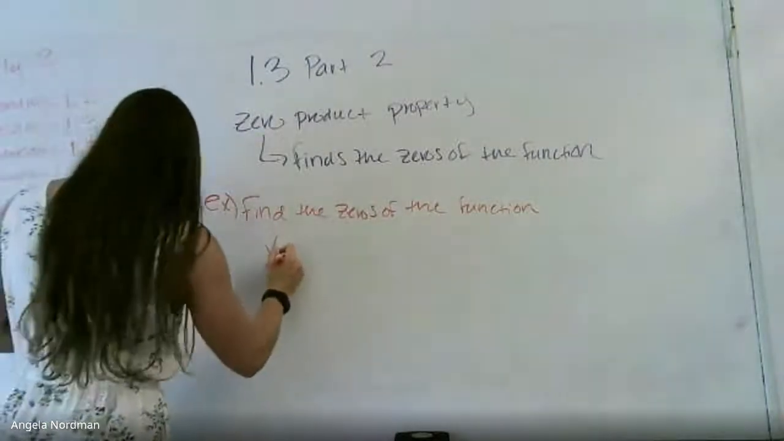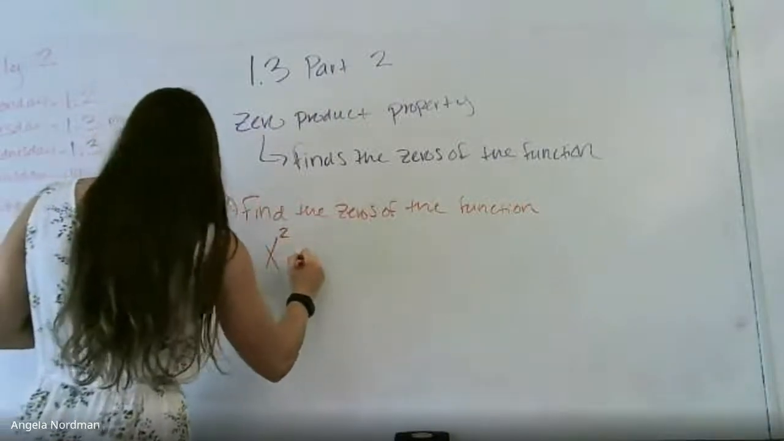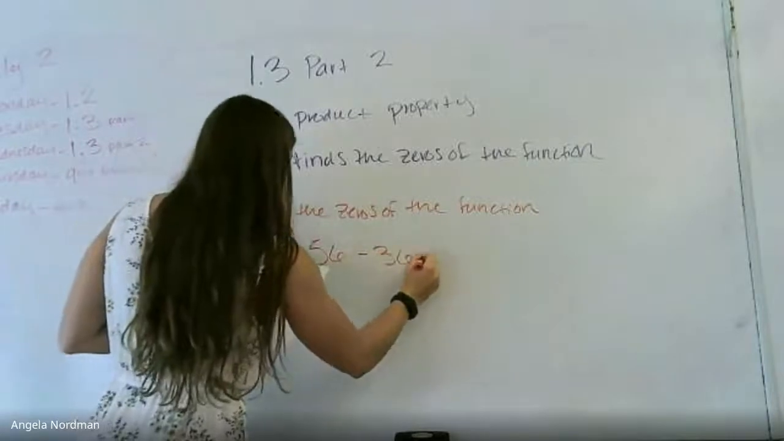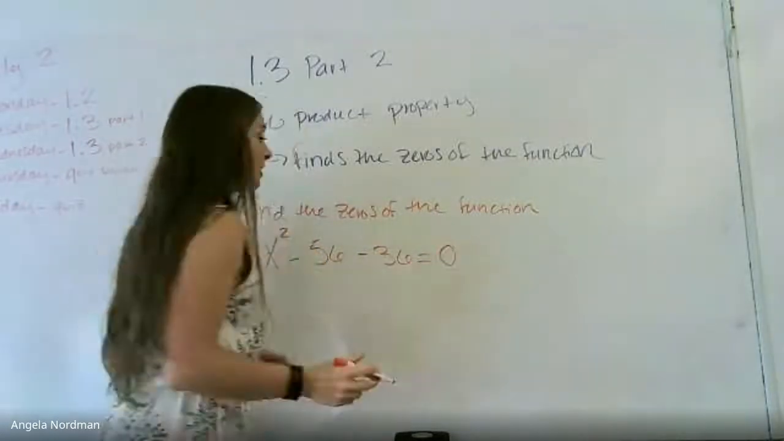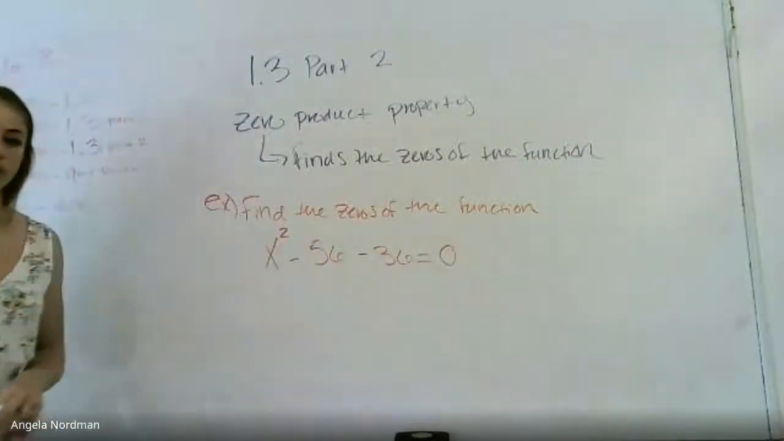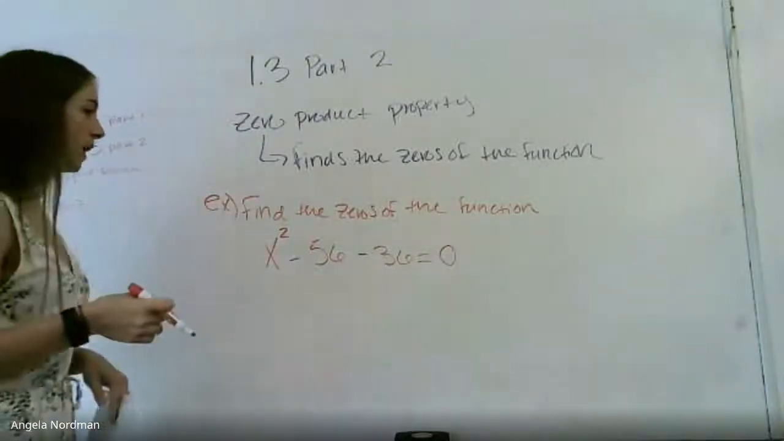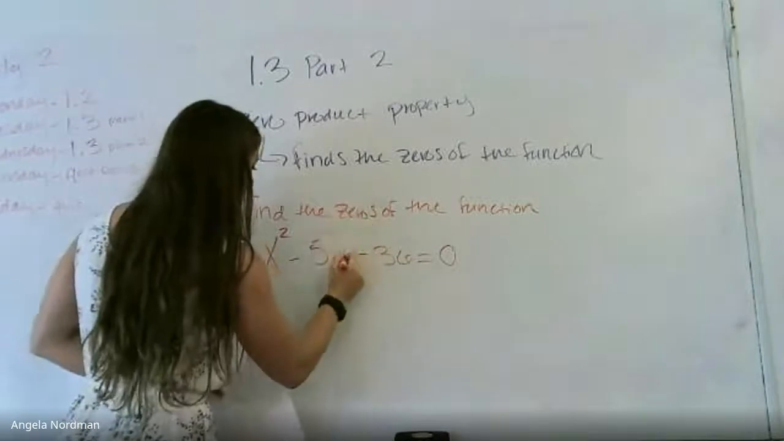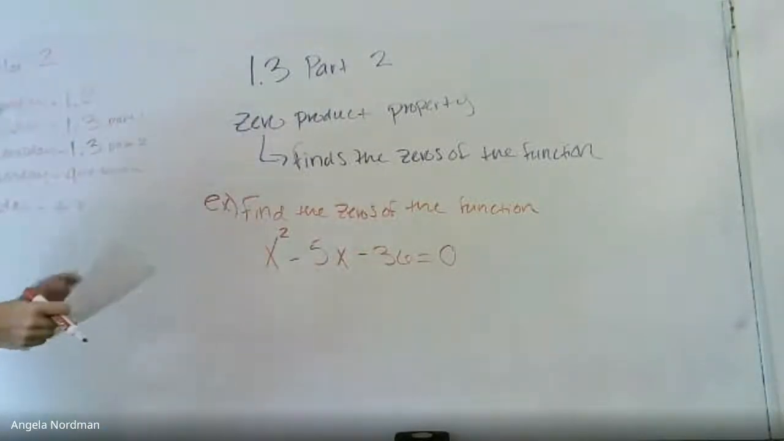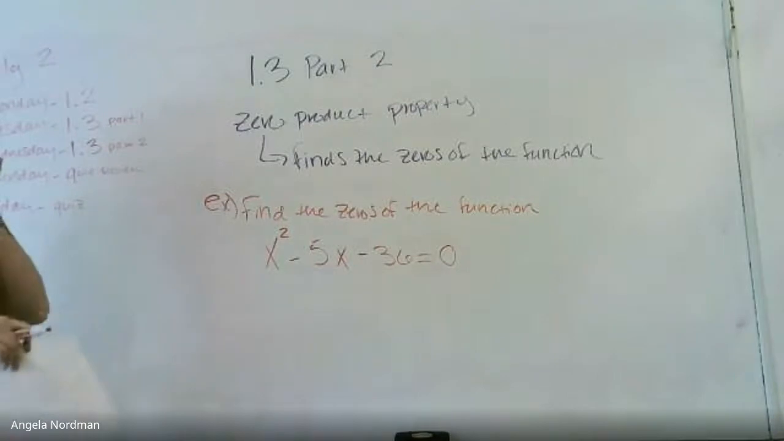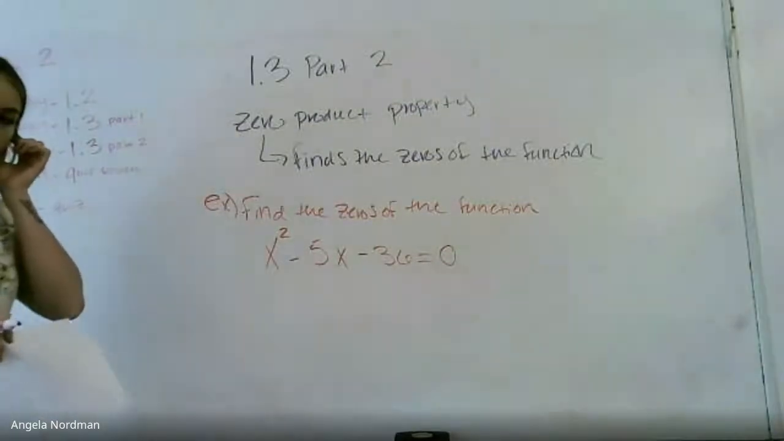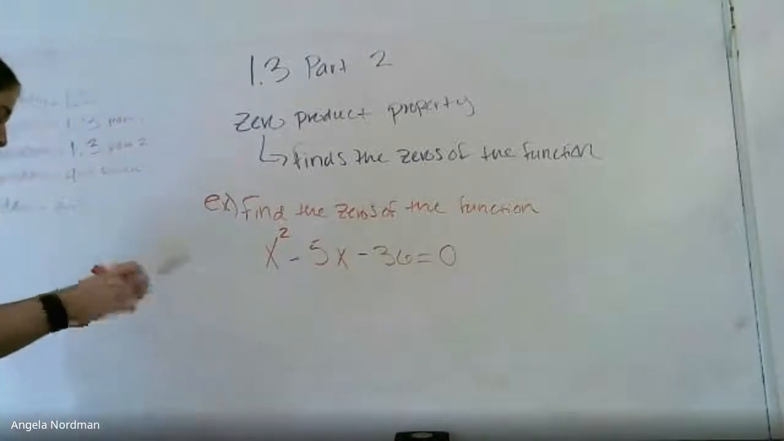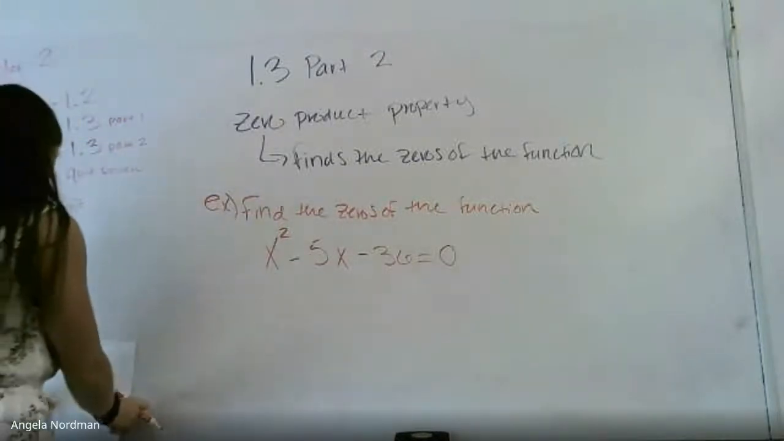I'm going to give you x squared minus 5x minus 36, and this does have an equal sign, so this is now an equation, it's not an expression. So you have to have the 0 in here in order to use the zero product property. It has to be equal to something in order to use this. I can't just do this from an expression.